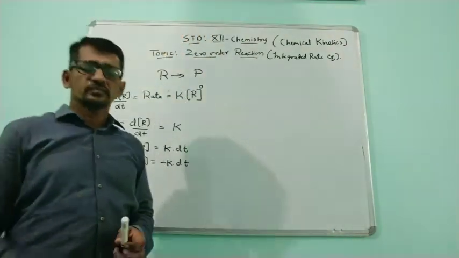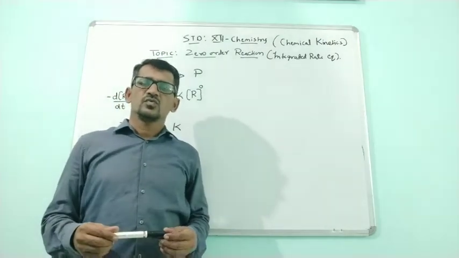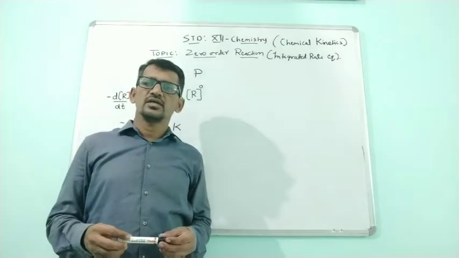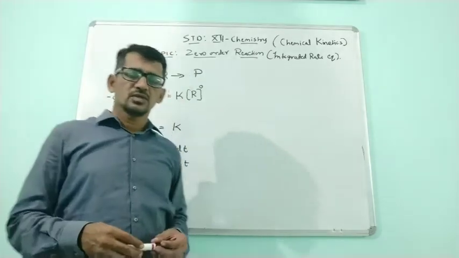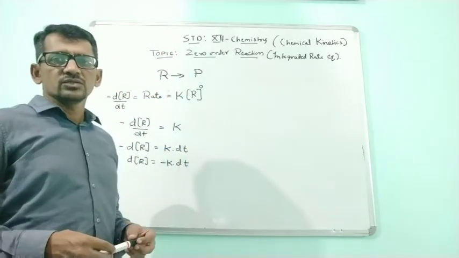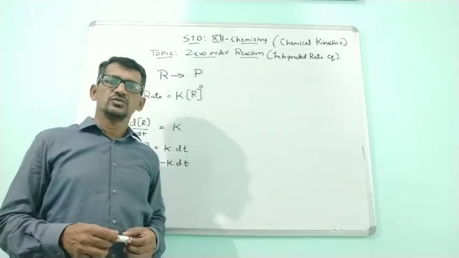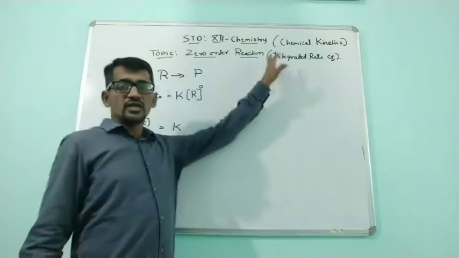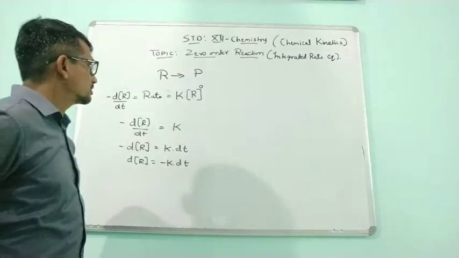Okay students, in chemical kinetics we have discussed the rate constant, how to write the reaction, and how to write the rate law and its expression. Then we discussed the zero order reaction, first order reaction and its unit. Now today we discuss the zero order reaction and the integrated rate equation for zero order reaction.